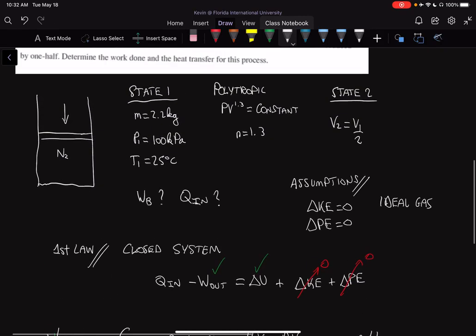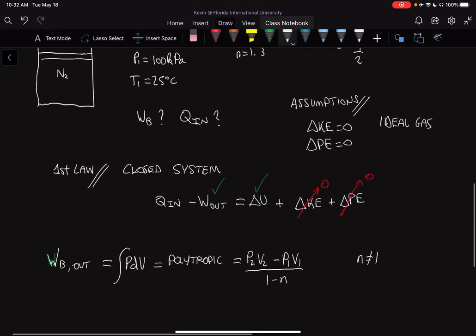Now, so far, we have pressure 1. Do we have pressure 2? We do not have pressure 2, so we are looking for pressure 2. We also don't have volume 1 and we don't have volume 2, and we have N. So let's try and find the volumes first, and then we'll go ahead and find the pressure. So how do we find the volumes?